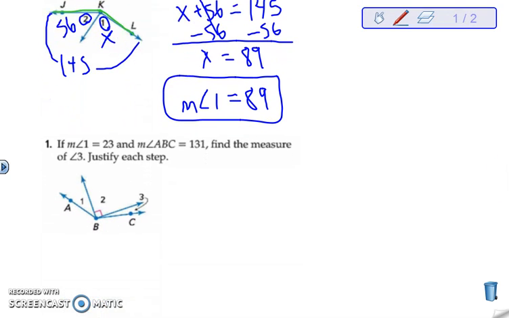So here's a similar example for you. Set it up the same way. Remember that the box is a 90-degree angle, right? That's our right angle. So use that when you're setting up your equations.